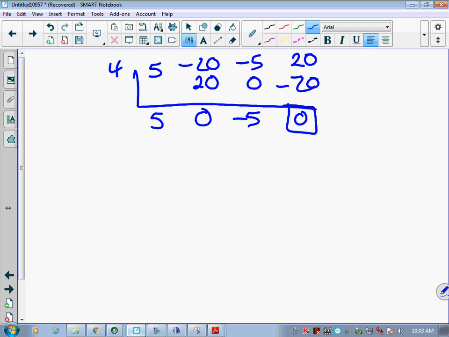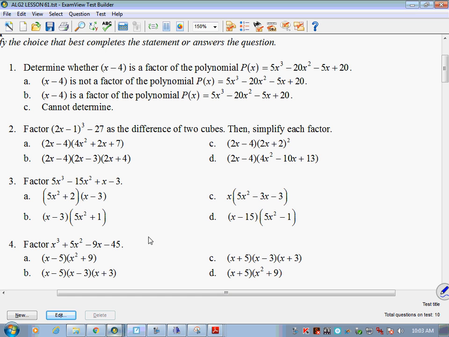Let's go back to our page and see what our answer should be. Let's see. It says x minus 4 is a factor of the polynomial. Okay. So we want b as my answer. We can determine it is a factor. Therefore, b is my answer. Does that make sense to us so far? Great.